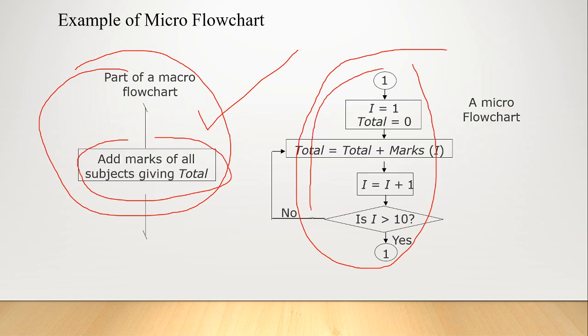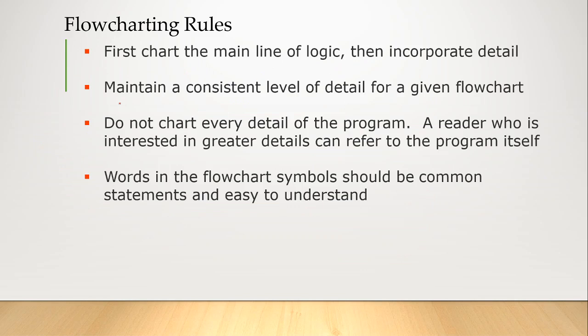But in a micro flowchart, even smaller details are shown, like how variables are initialized, how total is equal to 0, and how we add each mark to the total. So it will give you a detailed view of the functioning of your program. A macro flowchart is the generalized way to solve a particular problem. There are different rules to draw a flowchart.